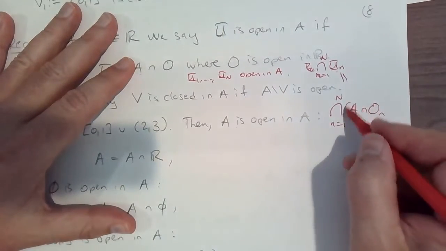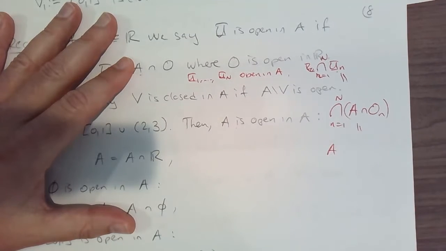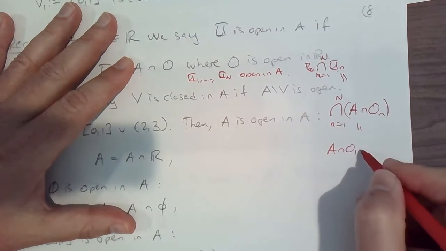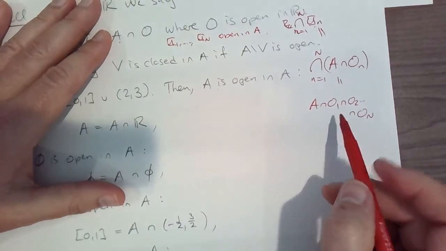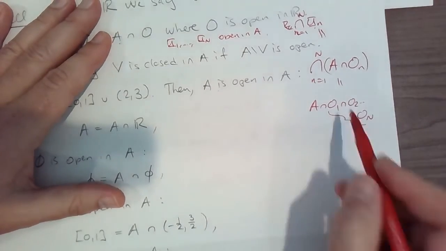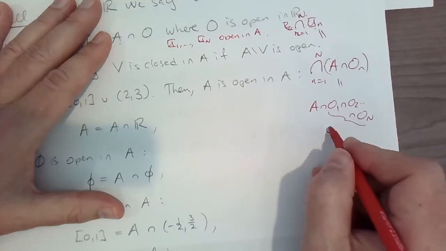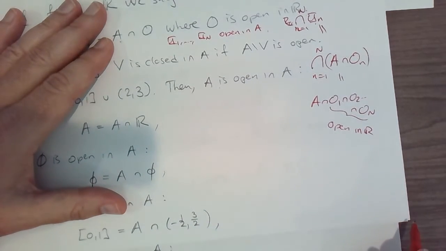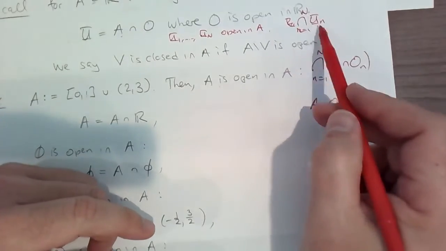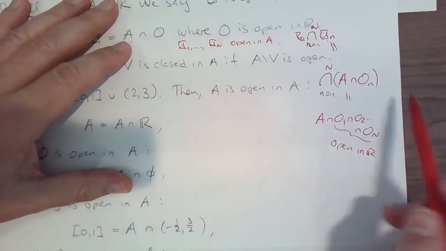And then I can manipulate this operation here. I can write this as A intersection with O1, intersection with O2, intersection with On. And then I'll just use the property that these are open, because they are all open in R, and in R I have the property. This here is open in R. So then the intersection that I'm looking at has exactly the form that was required for it to be considered open in A.